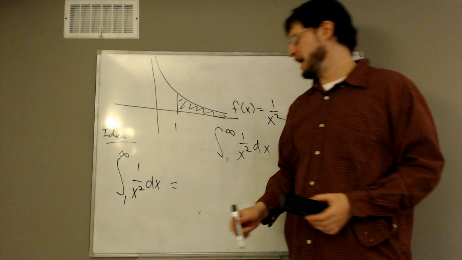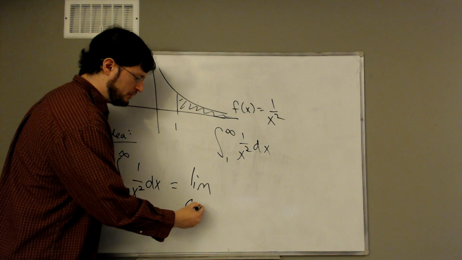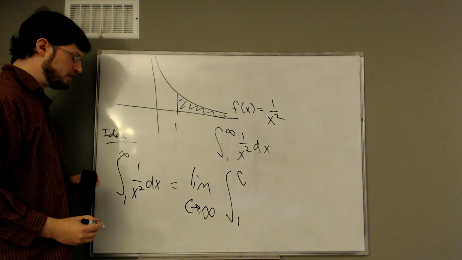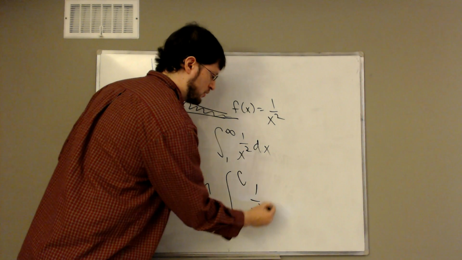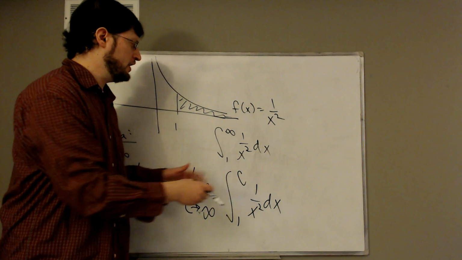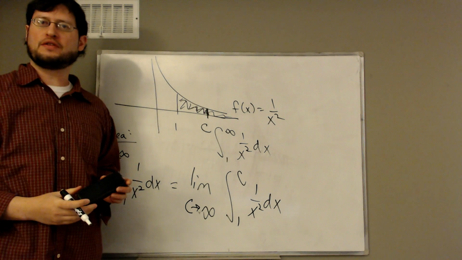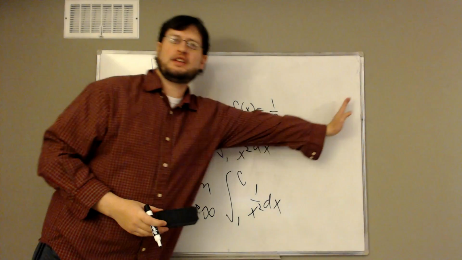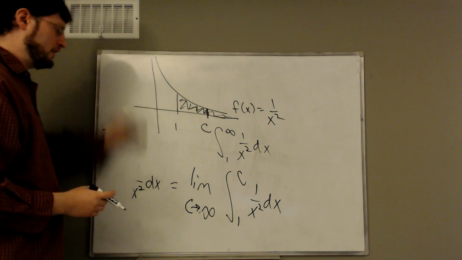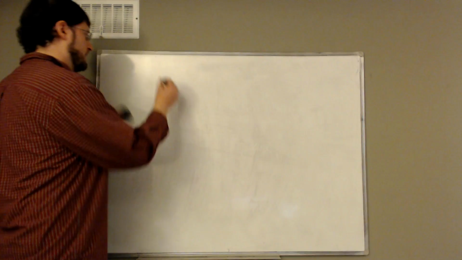But this is exactly what the notion of a limit is good for. So we're going to take the limit as c goes to infinity of the integral from 1 to c of 1 over x squared dx. This, without a limit, from 1 to c, just goes from 1 to c. So I get a finite area under the curve. And then I take the limit as that c value gets bigger and bigger and bigger. So let's see what happens algebraically if we try to evaluate that.